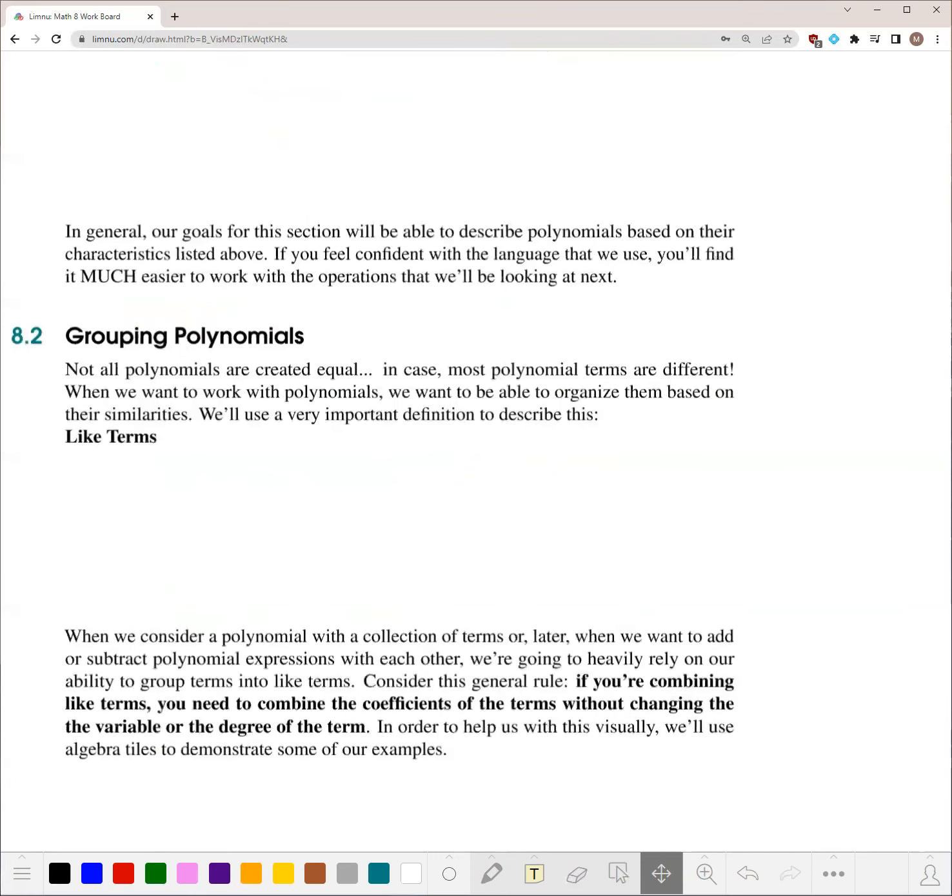That last idea is like terms. So when we are dealing with polynomials, one of the things we'd like to do is organize them, simplify them. Anytime we want to do math with a polynomial, we really have to get a good grasp on what we are actually working with. And so we are going to use this idea of like terms, which is a way we can organize them. Like terms are terms that have the same variables and same exponents.